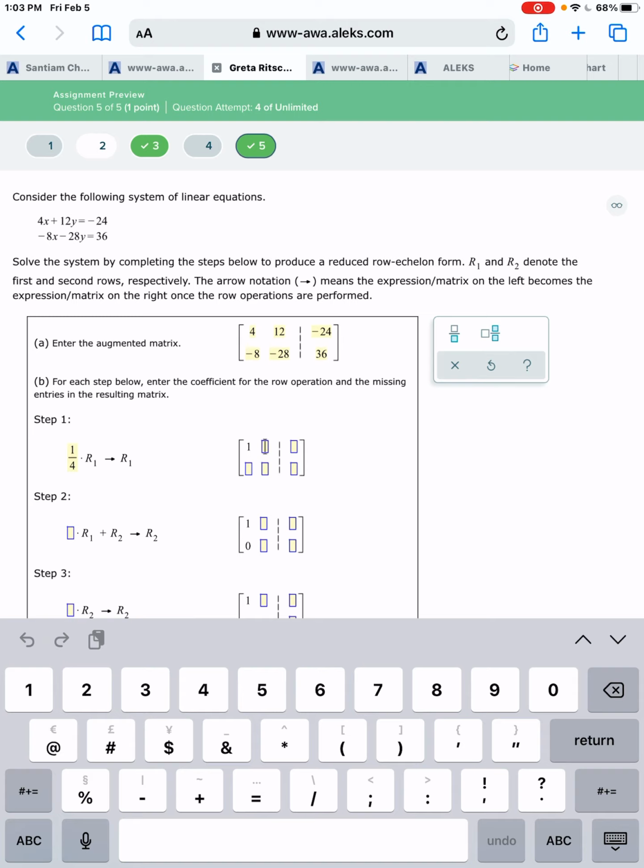So we're going to do 12 times 1/4. It's the same as 12 divided by 4, which is 3. And then we're going to do negative 24 times 1/4, which is the same as negative 24 divided by 4, which is negative 6. We didn't do anything to the second row, so we're just going to copy that in here.